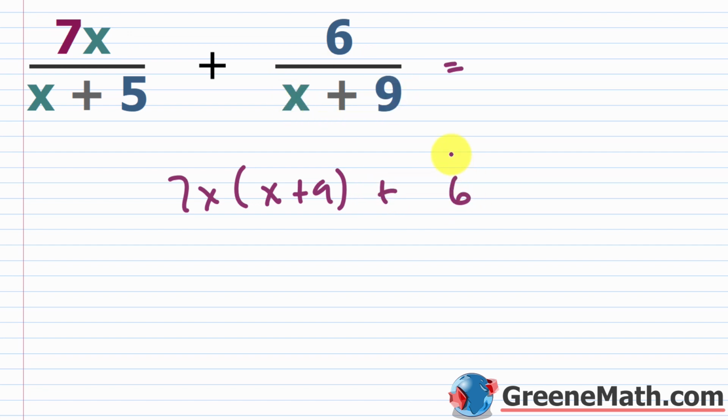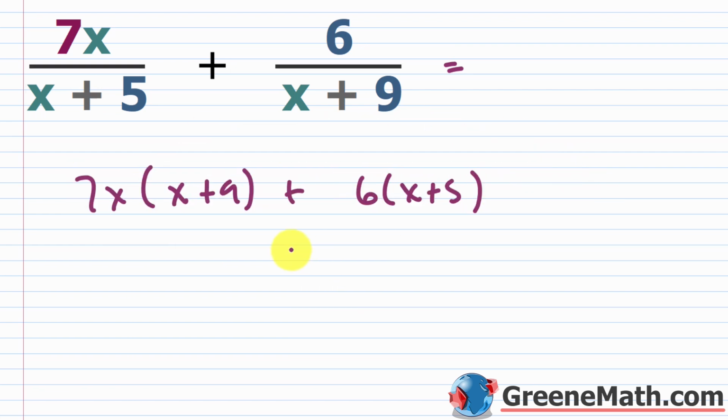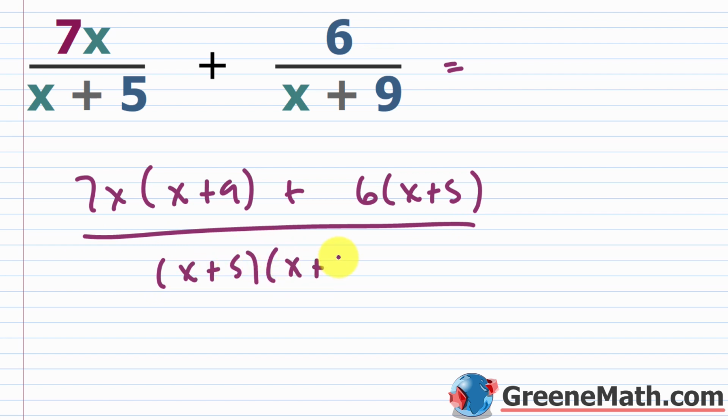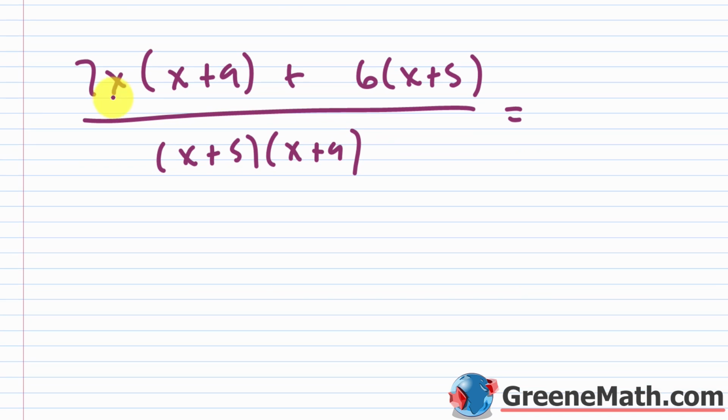Then plus, I'm going to take this 6. And what do I need? I need to multiply by this guy, so the quantity x plus 5. Let me move this down a little bit. Put this over the quantity here, x plus 5, times the quantity here, x plus 9. Okay, so let's see what this is going to be equal to. 7x times x is 7x squared. Then plus 7x times 9 is going to be 63x. Then plus 6 times x is 6x. And plus 6 times 5 is 30. Let me simplify this now.